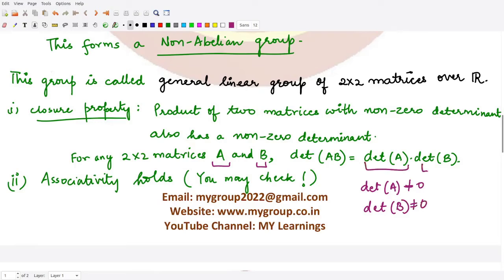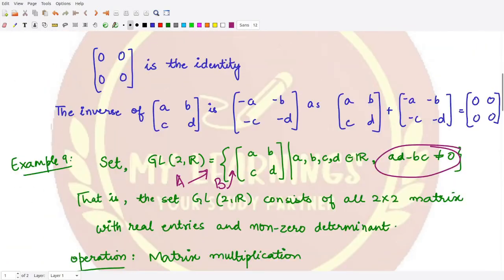So that means their product is also not equal to 0. If this is not 0, this is not 0, so that means this is also not 0. So therefore we have determinant of AB also not equal to 0. So that means when you multiply these two matrices A and B, you will again get a matrix whose entries are real numbers, that is 2 cross 2, and moreover the determinant of that matrix is also non-zero. So therefore that matrix would also be a member of this particular set. So therefore the closure property holds in this particular case.